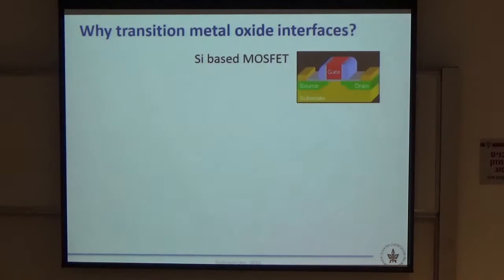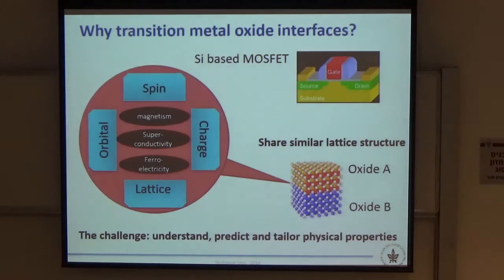Now we want to make some more interesting physics. So we want to introduce more degrees of freedom, let's say spin, or charge, or orbital degrees of freedom, or even lattice, which means ferroelectricity. And therefore we can induce some macroscopic orders like magnetism, superconductivity, and ferroelectricity. So we want to design this interface, maybe understand them, and predict new physics.